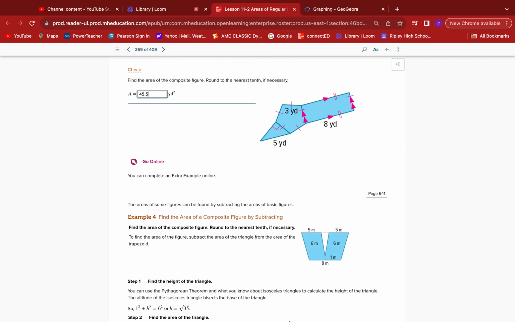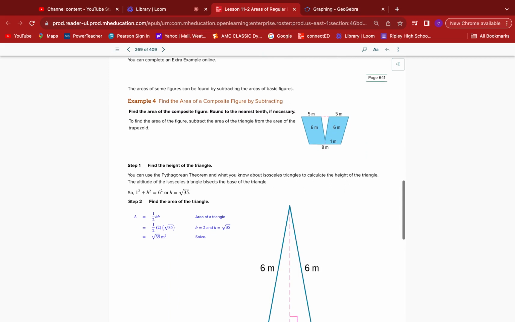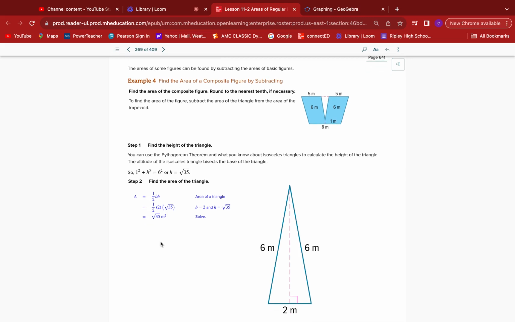And that finishes off page 641 if you're following along with me with the workbook. So I'm going to turn the next page and go to example number 4. All right, so I'm on page 642. Got example number 4 to get through and the check, and away you go with the practice problems.